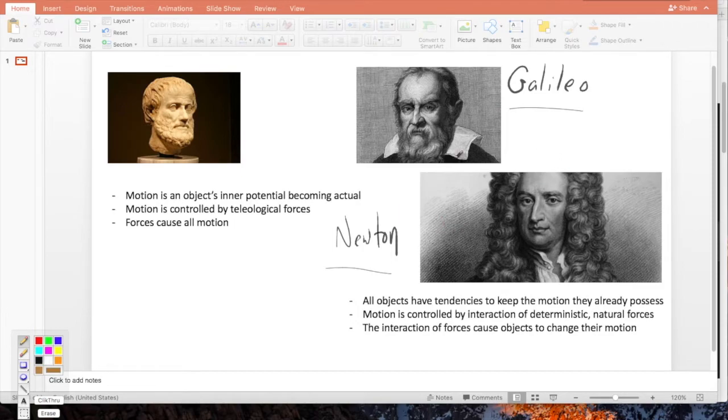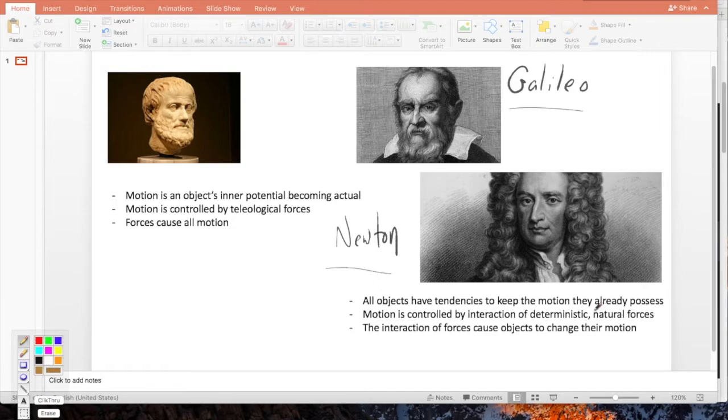So Galileo and Newton, they laid the groundwork for all physics. This entire class actually could not exist without them. Thank you, Galileo and Newton. But together they said these general things, contrary to what Aristotle said thousands of years before. They said that all objects have the tendency to keep the motion that they already possess, that objects don't want to change their motion. This makes some pretty good common sense.